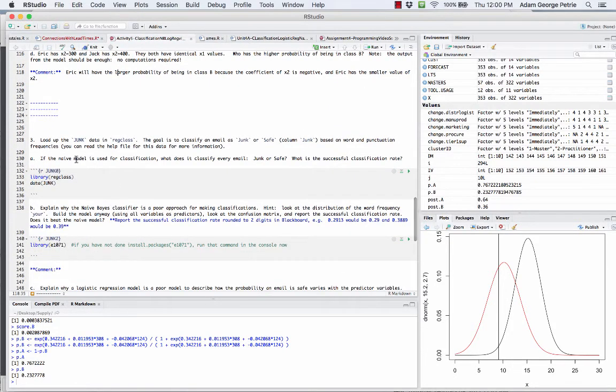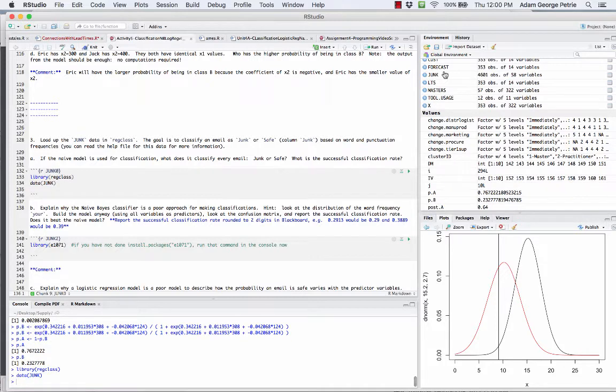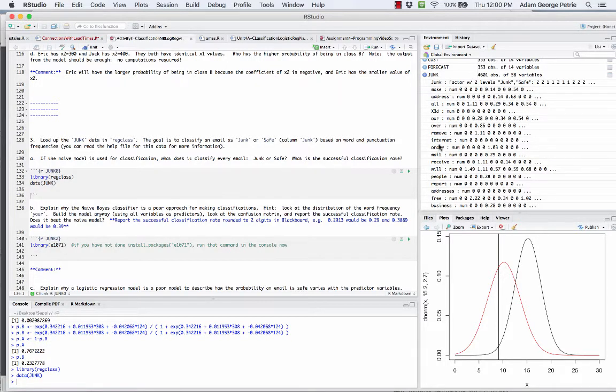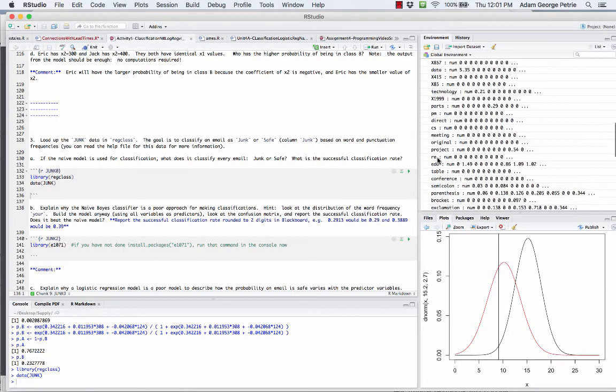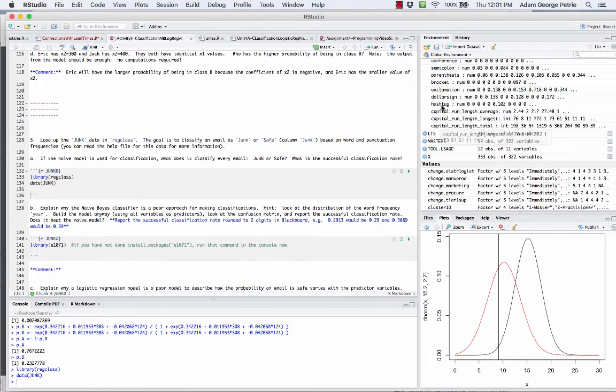Great. Question number 3 asks us to explore the junk data in Reg class. Now, the goal of this data set is to develop a model that classifies an email as either junk or safe, and the results are in column junk here. If we look at the variables we have, junk is a factor with 2 levels, junk and safe. Safe comes last alphabetically, so when we build a model, it'll be predicting the probability the email is safe. And our predictor variables are basically word frequencies, the fraction of words in the email that match up with one of these words in the columns, and then also stuff about punctuation frequencies, hashtags, $ signs, etc.